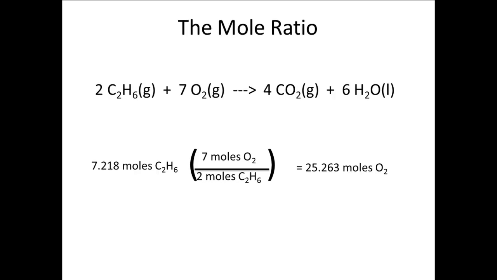One quick note on sig figs. Clearly, 7.218 moles of C2H6 is a measured number and has 4 sig figs. But what about the 7 and the 2 in the mole ratio? These numbers are determined by balancing the equation, which relies on counting the number of atoms. So these are counted numbers and therefore are exact and have an infinite number of sig figs. This will always be true when using the mole ratio. So our answer is good to 4 sig figs, 25.26 moles of O2.